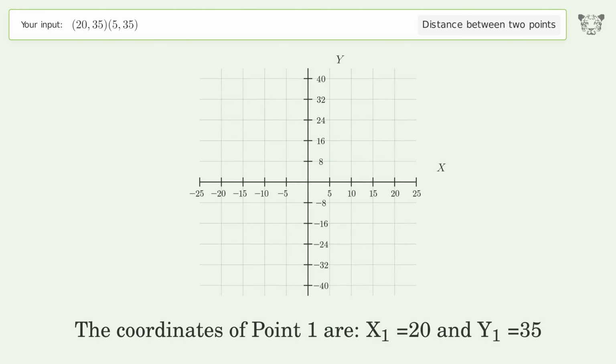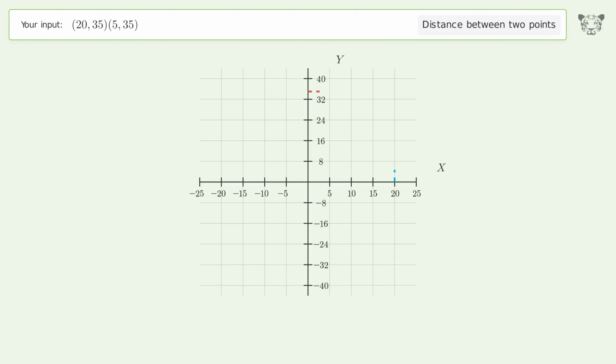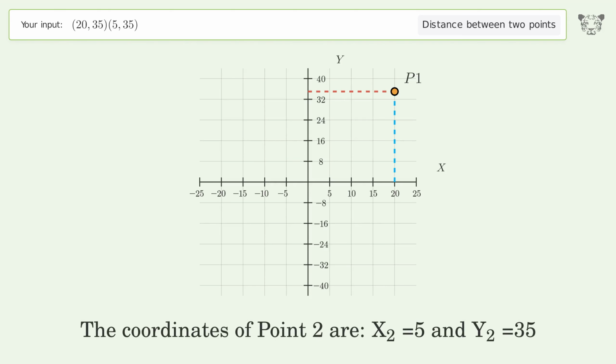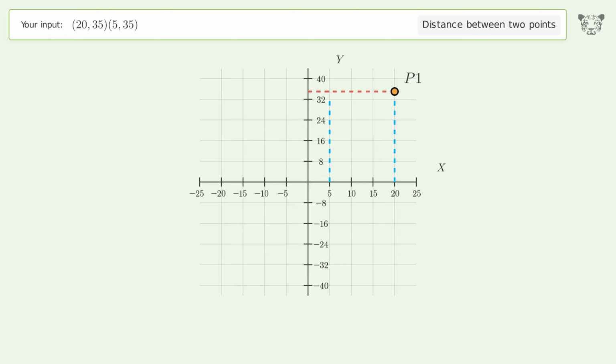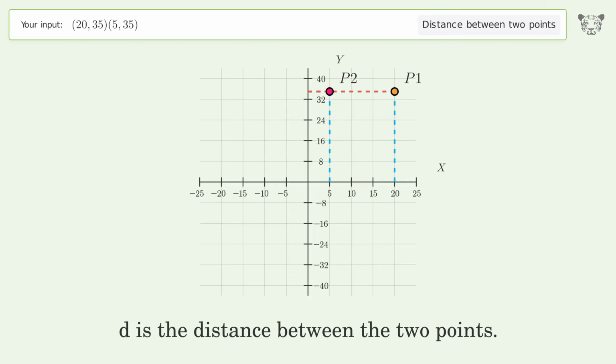The coordinates of point 1 are x1 equals 20 and y1 equals 35. The coordinates of point 2 are x2 equals 5 and y2 equals 35. D is the distance between the 2 points.